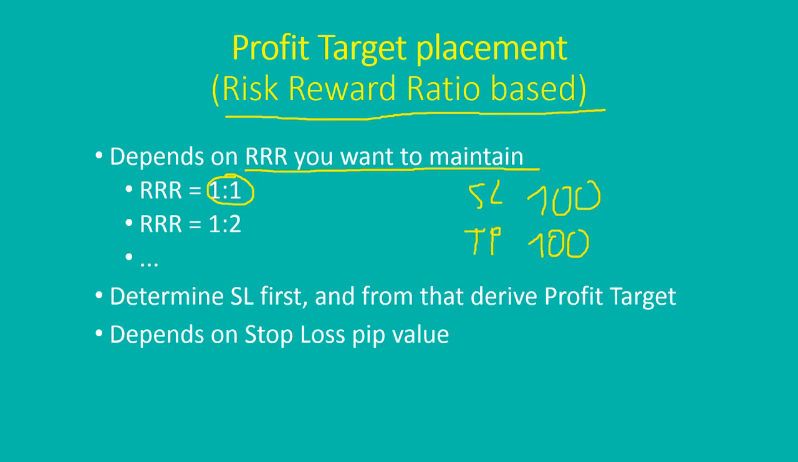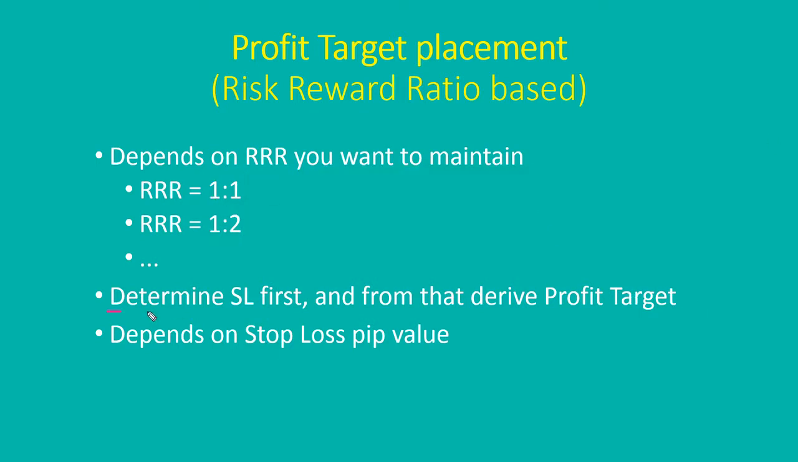If you want to trade with risk-reward ratio 2, then if your stop loss was 100 pips, then your take profit will be 200 pips. Alright, so this is how you determine where to place your take profit based on the risk-reward ratio which you want to maintain. So in all cases, you need to determine the stop loss first, and from that you derive the profit target.